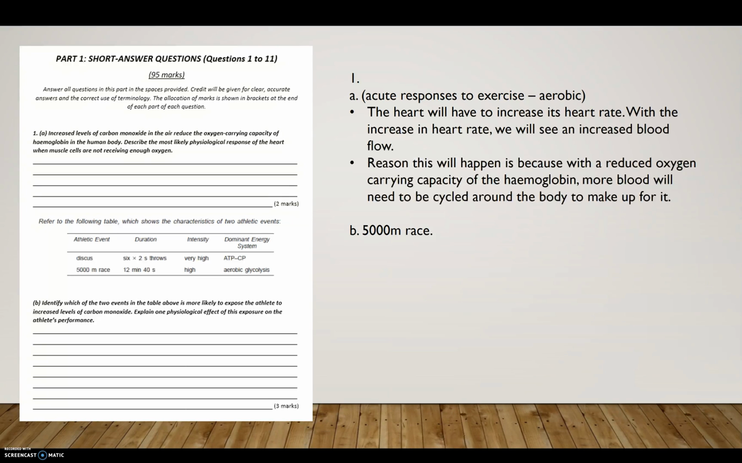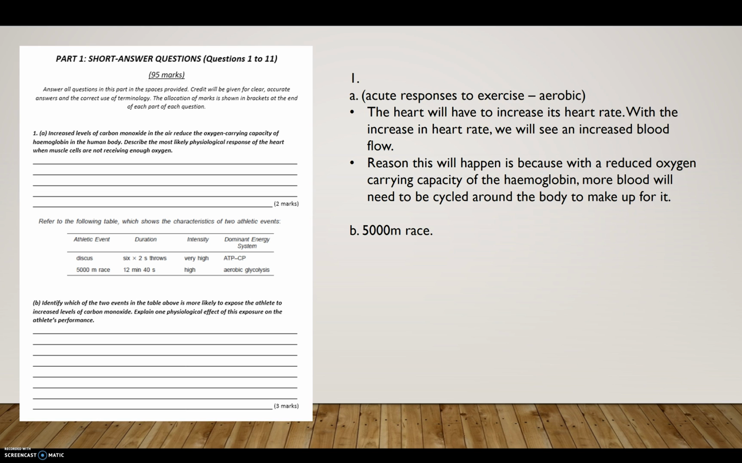So I've looked at a couple of things. We're looking at acute responses to exercise as the main concept. If the body is not getting enough oxygen, the heart will increase its heart rate. With the increase in heart rate, we'll see an increase in blood flow. The reason this will happen is the reduced oxygen carrying capacity of the hemoglobin, so more blood will be needed to cycle around the body to make up for the fact that we haven't got the oxygen carrying capacity.